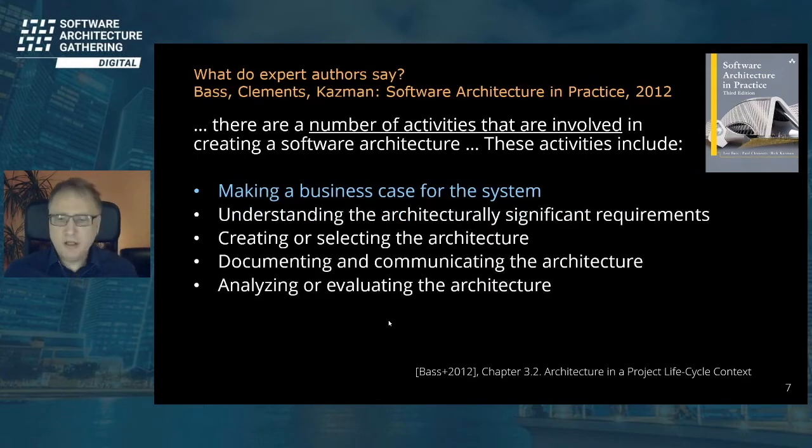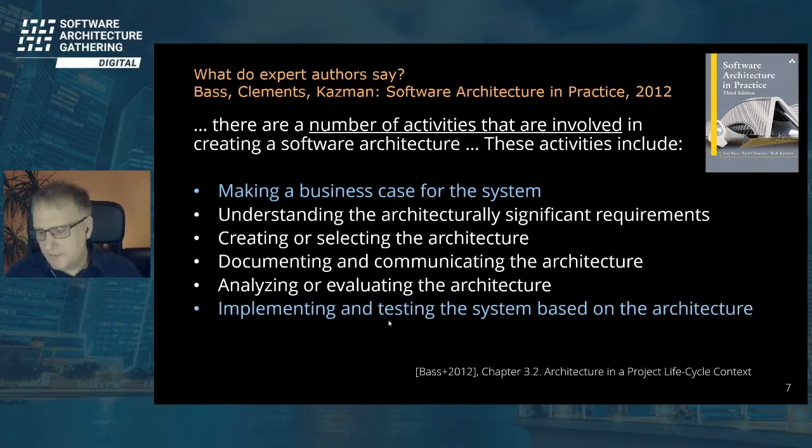So then there are a lot of things which are not really that surprising. Of course, architects, you have to understand architecturally significant requirements to build an architecture. You have to know what you are doing. And of course, you have to design things and document and communicate and analyze and evaluate things. These are no-brainers. These are no surprises. People really accept it, and yeah, that's what I expect of being a software architect. And yeah, let's do this.